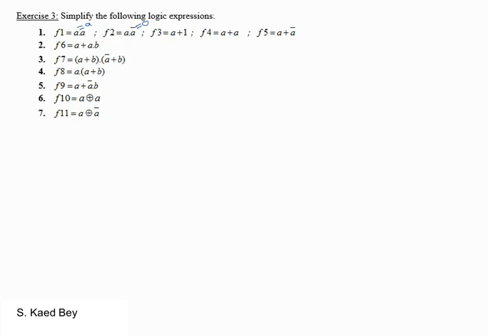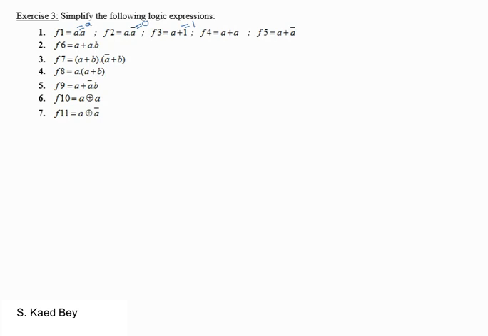Let's look at F3. F3 equals A ORed with 1. According to the identity law, the answer here is always 1. Whether A is 0 or 1, since we already have 1 here, and we are using the OR gate, represented by plus, then the answer is 1.